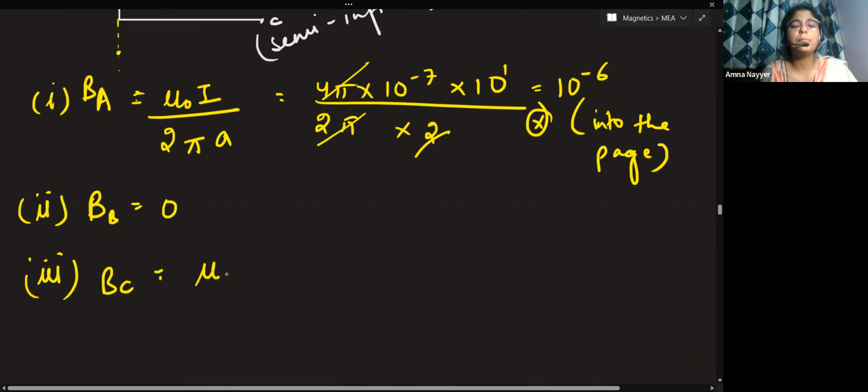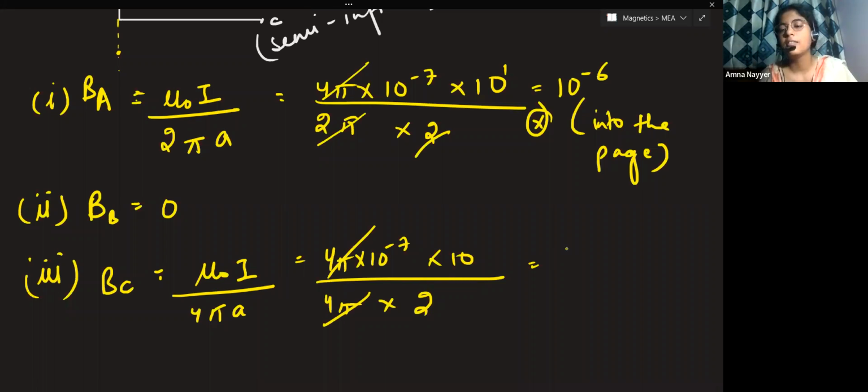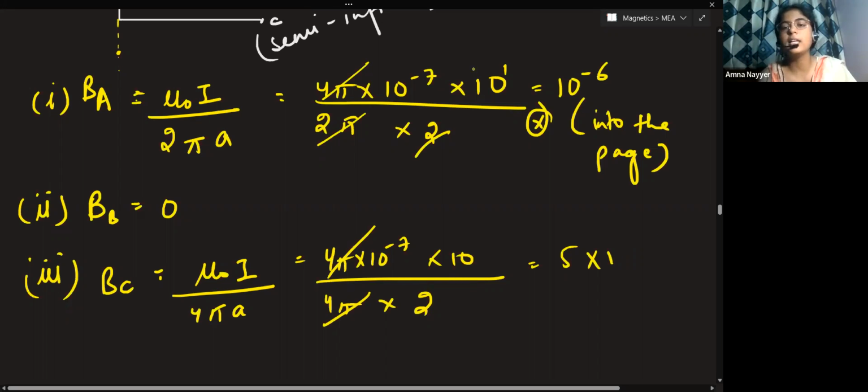For the C point, it will be 4 pi in the denominator. Why? Because it is semi-infinite. So this becomes mu naught I over 4 pi R, which is 4 pi into 10 to the power minus 7. Current is 10, 4 pi, and R is 8. So 4 pi gets cancelled. This comes out to be 5 into 10 to the power minus 7.